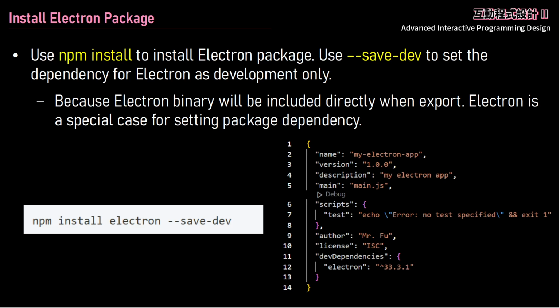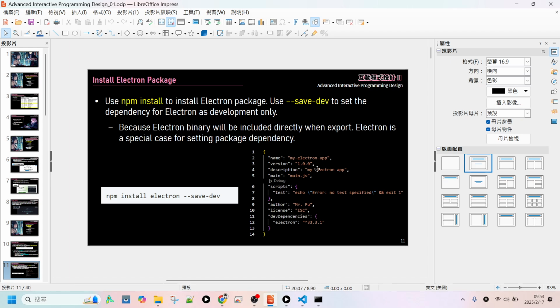Okay, the next thing is to install Electron for this project. As we said before, Electron actually is a browser. So now let me download Electron for this project. This is the secret code: npm install electron --save-dev.